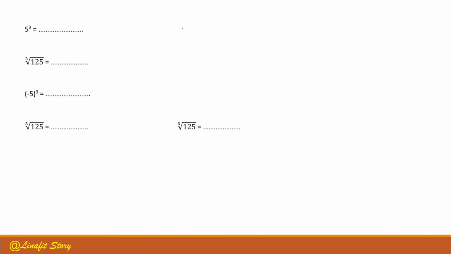Next, how about 5 cubed? 5 times 5 times 5. The answer is 125. The cube root of 125 is 5. Why? Because you must find the number times the same number times the same number. The result is 125. So the answer is 5 times 5 times 5 equals 125.